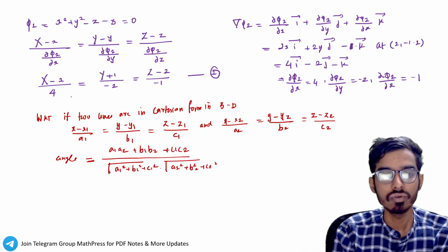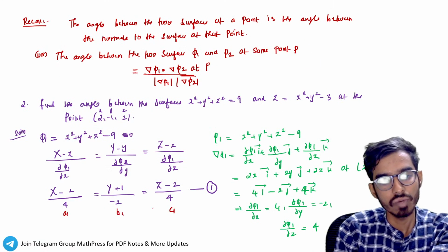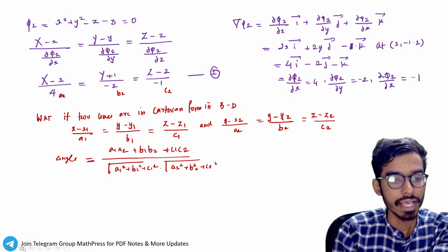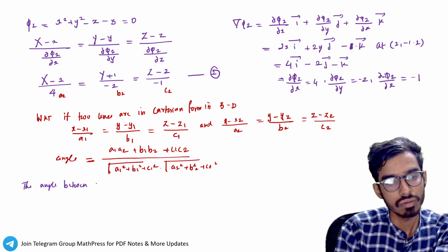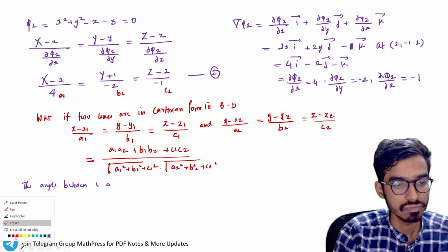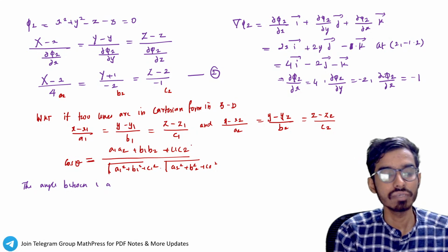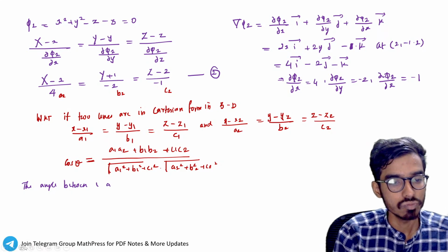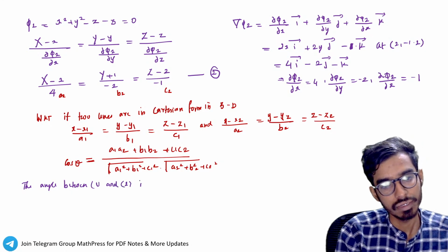Similarly, you can see we have two lines. So this is our a1 b1 c1 and this is our a2 b2 c2. So the angle between line 1 and 2 is given by cos theta is equal to (a1 a2 plus b1 b2 plus c1 c2) divided by root of (a1 square plus b1 square plus c1 square), right? The angle between 1 and 2 is given by this.